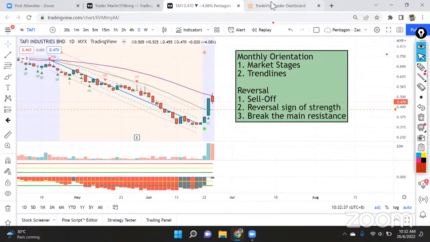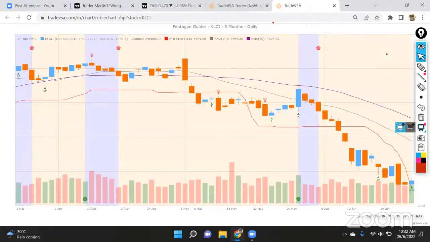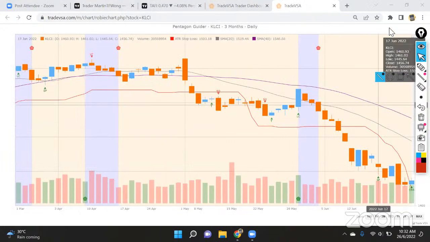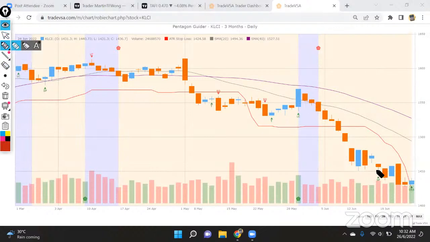Now let's look into KLSE first. This is the KLSE chart. Let me bring it up a little bigger so you can see it more clearly. This is on the 3-month chart, and I think 3 months is quite sufficient in this case. As I mentioned, here we got a big sell-off. Reversal tends to work better especially when you have a big sell-off in the background. Of course, we are still not sure whether it will make a technical rebound or not next week.